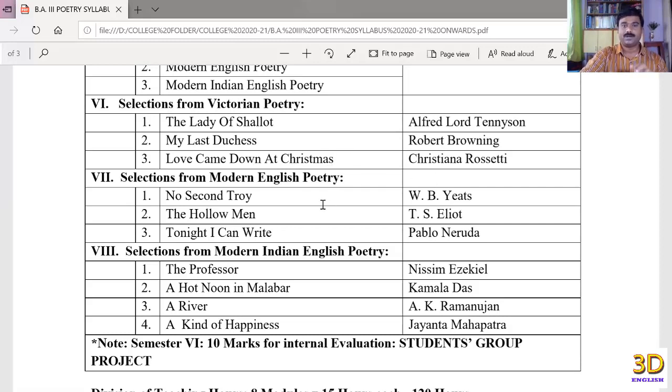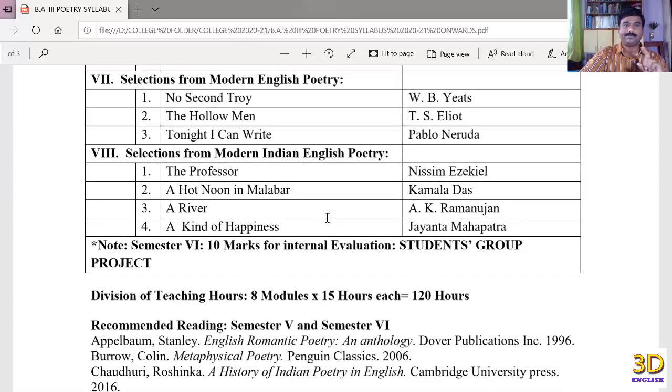Next, we have modern English poetry. Three poems are there. First, No Second Troy by W.B. Yeats, The Hollow Men by T.S. Eliot, and Tonight I Can Write by Pablo Neruda. Then, from modern Indian English poetry, Nissim Ezekiel's The Professor, Kamala Das's A Hot Noon in Malabar, then A.K. Ramanujan's A River, and finally Jayanta Mahapatra's A Kind of Happiness.